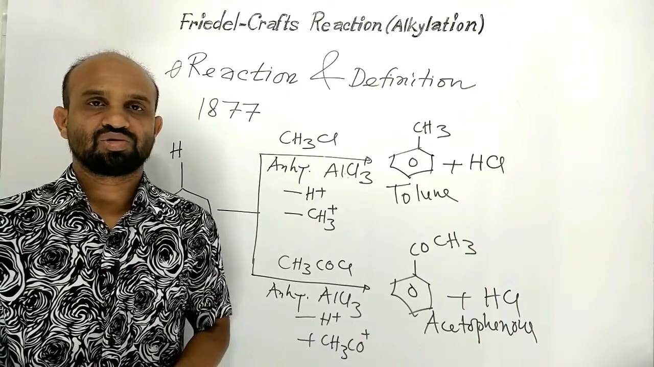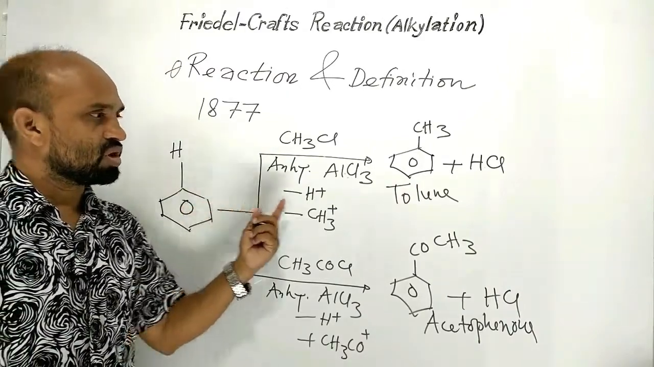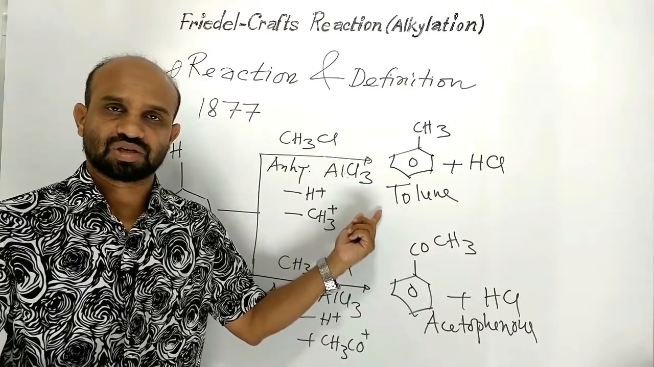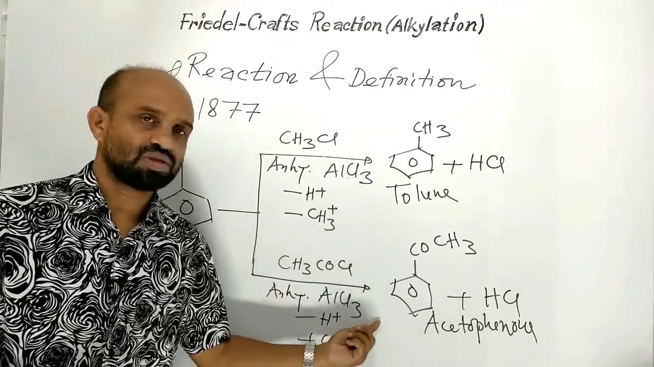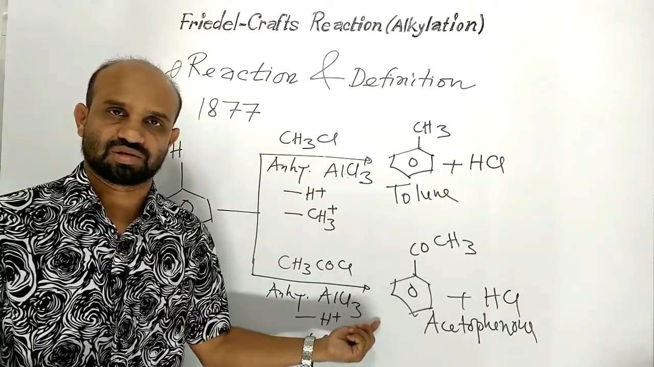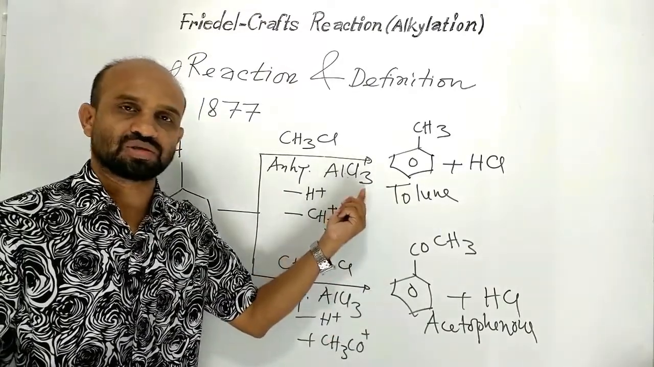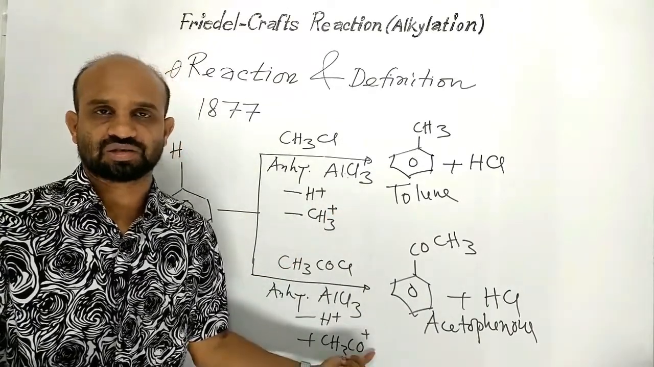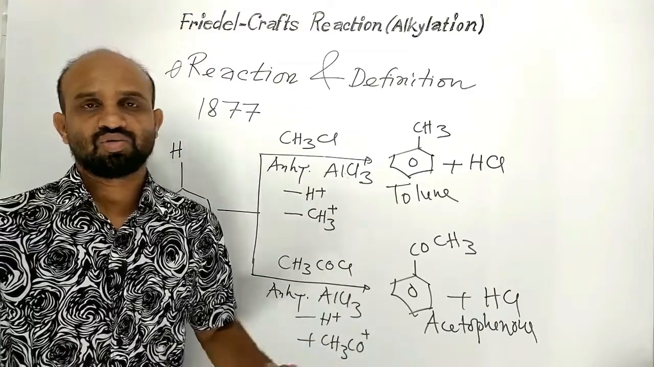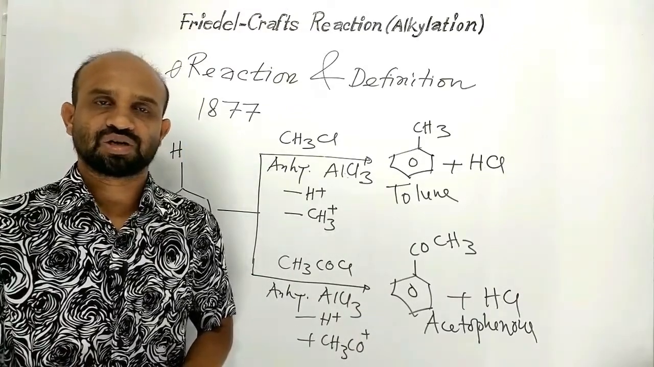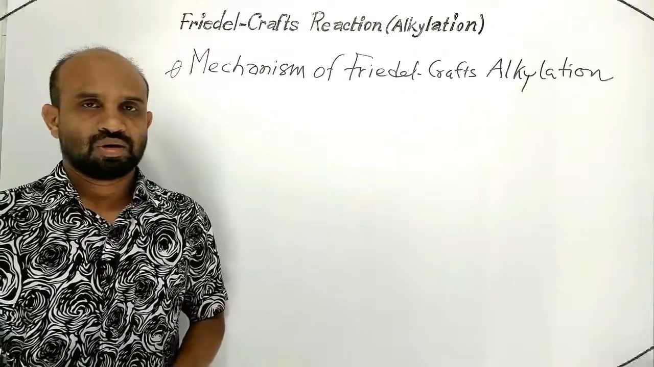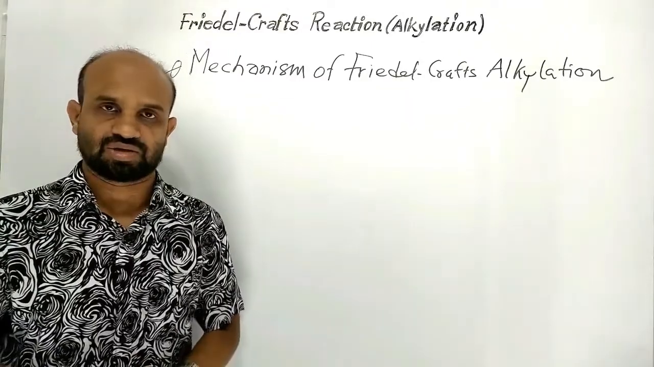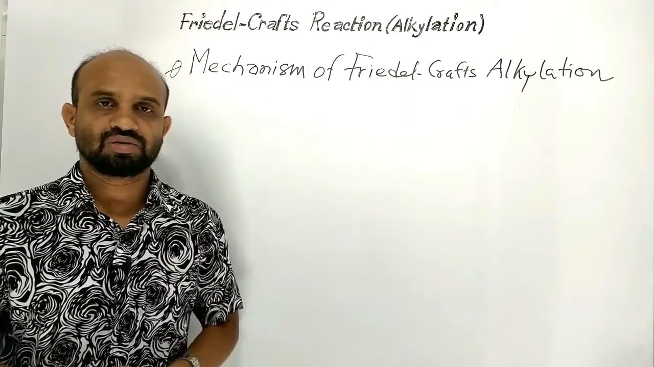In this lesson we are going to learn mechanism of Friedel-Crafts alkylation. This is Friedel-Crafts alkylation. This one is Friedel-Crafts acylation. In the first process, alkylation occurs, and in the second process, acylation occurs. Now we will see mechanism of Friedel-Crafts alkylation. Let's see mechanism step by step.